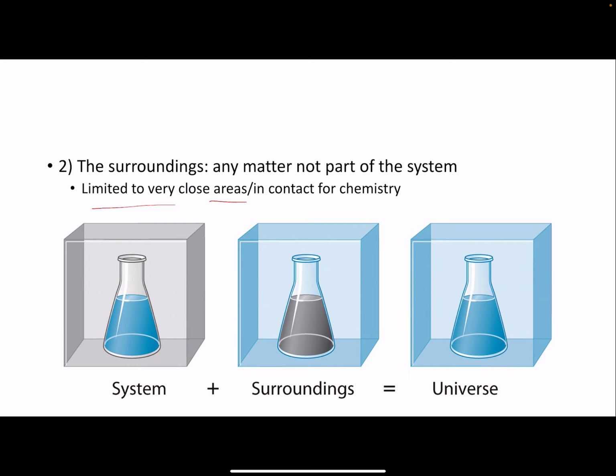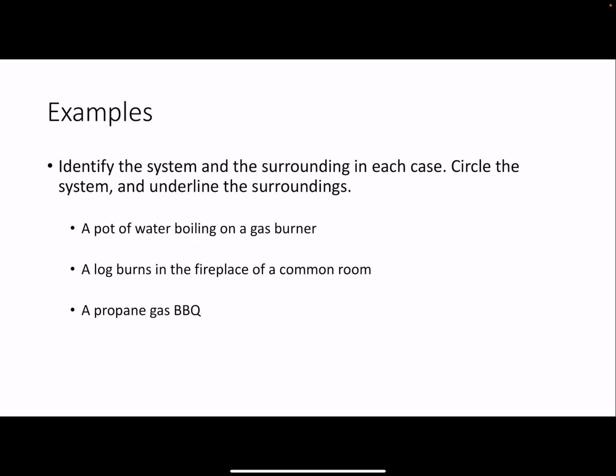So system and surroundings, right? There's an interaction between those two. So let's go through some examples. Identify the system and surrounding in each case, circle the system and underline the surroundings. So take a second to pause if you'd like to try this yourself. Right? And if you've done that, now we'll come back and go through the answers here.